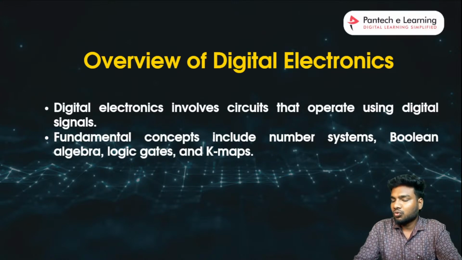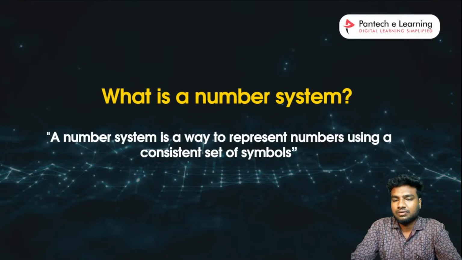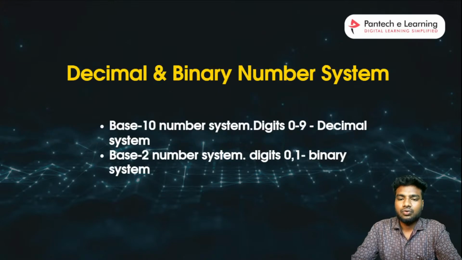Let's move to what is a number system. A number system is a way of representing numbers using a consistent set of symbols. We have a lot of number systems like decimal, binary, hexadecimal, and octal. We'll see them one by one. If you have base 10, we can say that is decimal, which has the digits 0, 1, 2, 3, 4, 5, 6, up to 9. And base 2 represents binary, so zeros and ones.